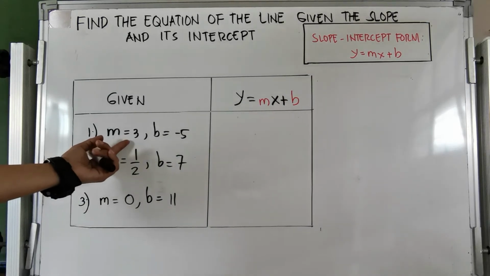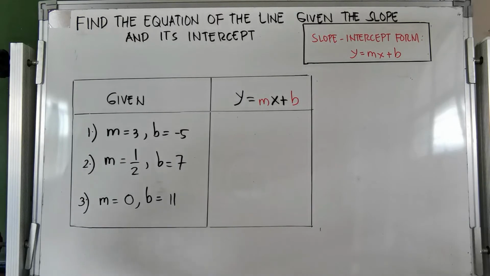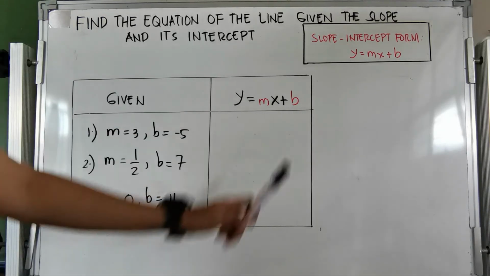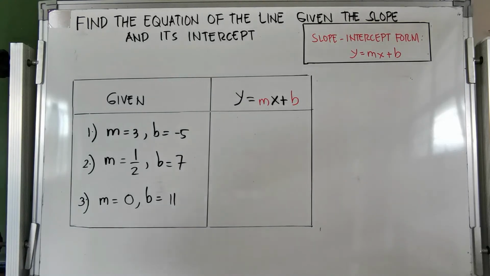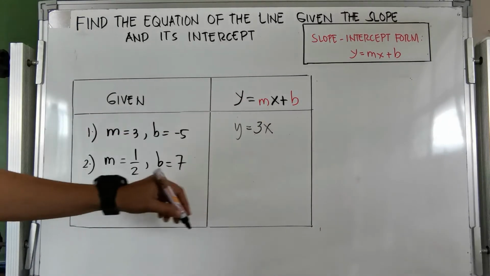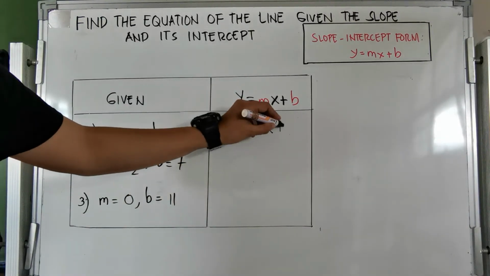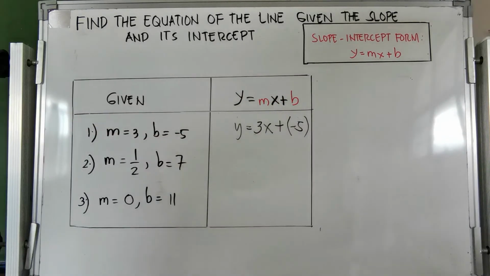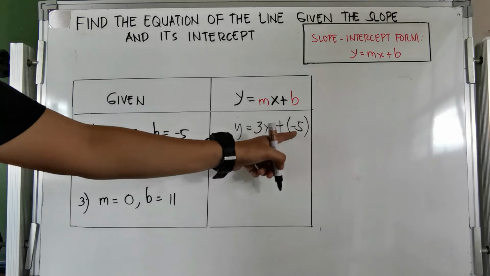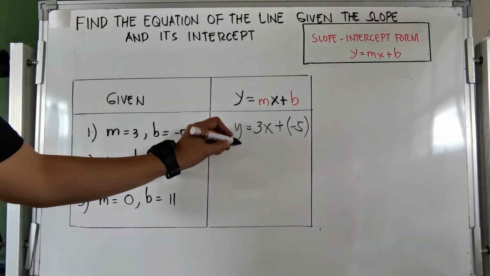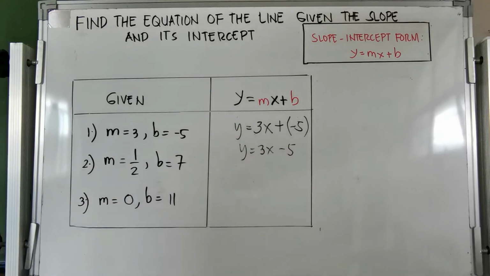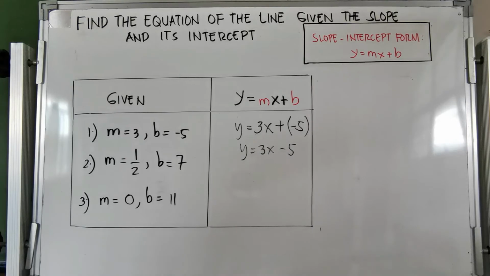If we have m, which is equal to 3, and b is negative 5, all you have to do is to substitute the value of m in our form y is equal to mx plus b and our b sa ating last term. So for number 1, we have y is equal to our m is 3, so we have 3x. Then, plus negative 5. But take note, sa ating number 1, b is negative. So, simplify muna natin tong kanyang operation. So, in short, ang magiging final answer na lang natin is y is equal to 3x minus 5. So, rewrite natin yung ating final answer.